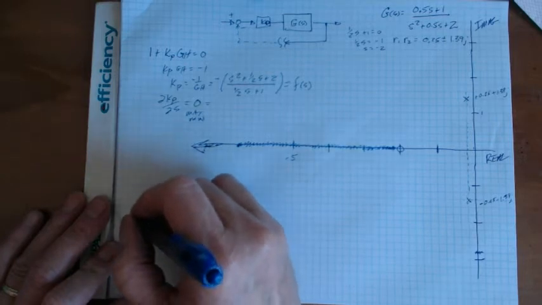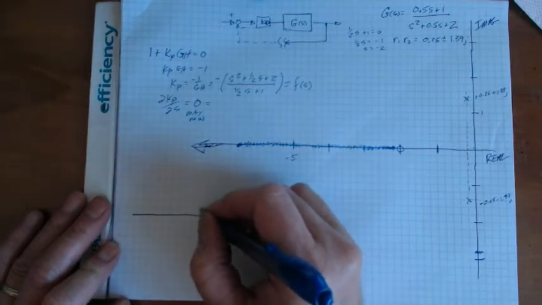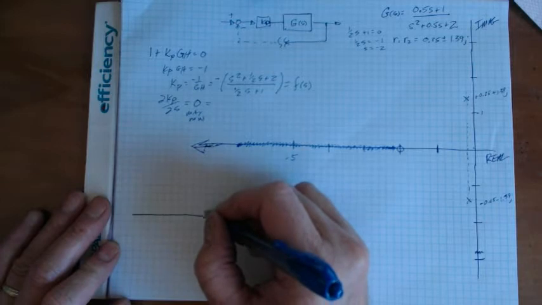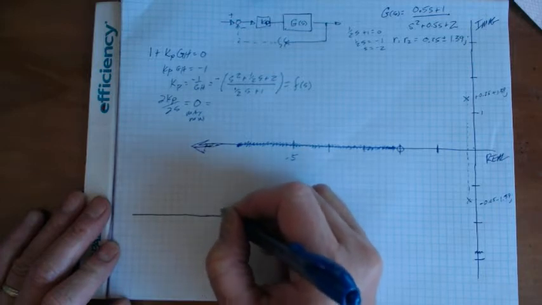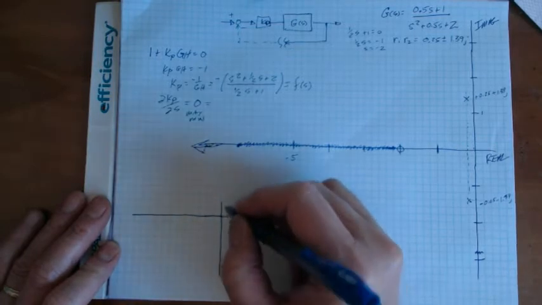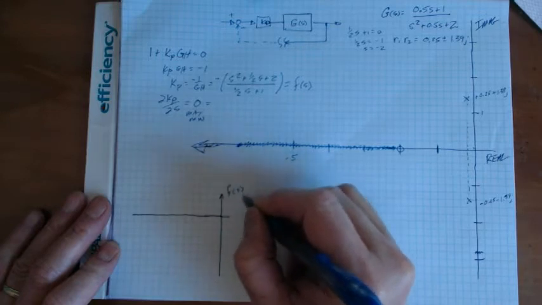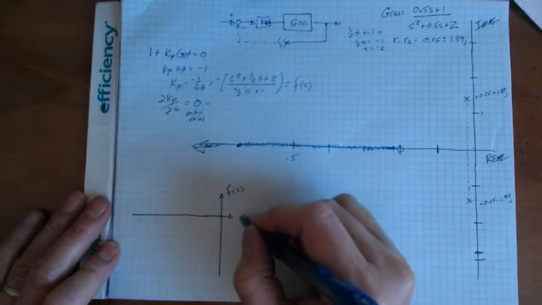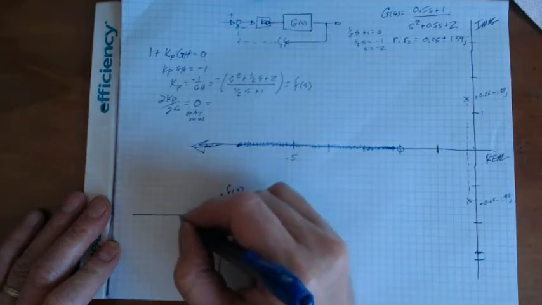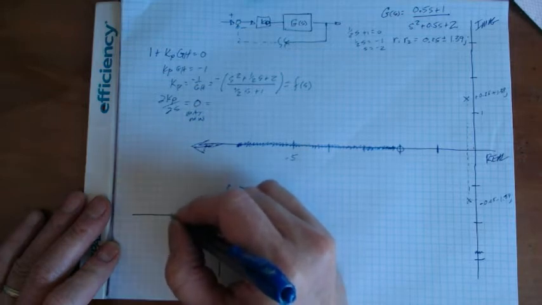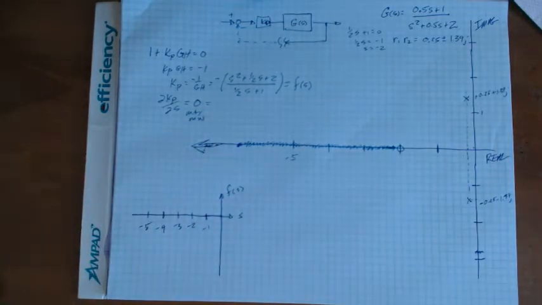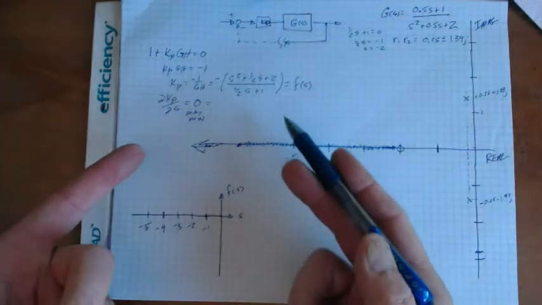I cheated because I already know what the answer is here. So again, I'm just going to draw a little subsection. This one is going to be f of s, and this one is going to be s, and then 1, this is -1, -2, -3, -4, -5. That's when s is, and so really all I have to do is plug this in and figure it out.